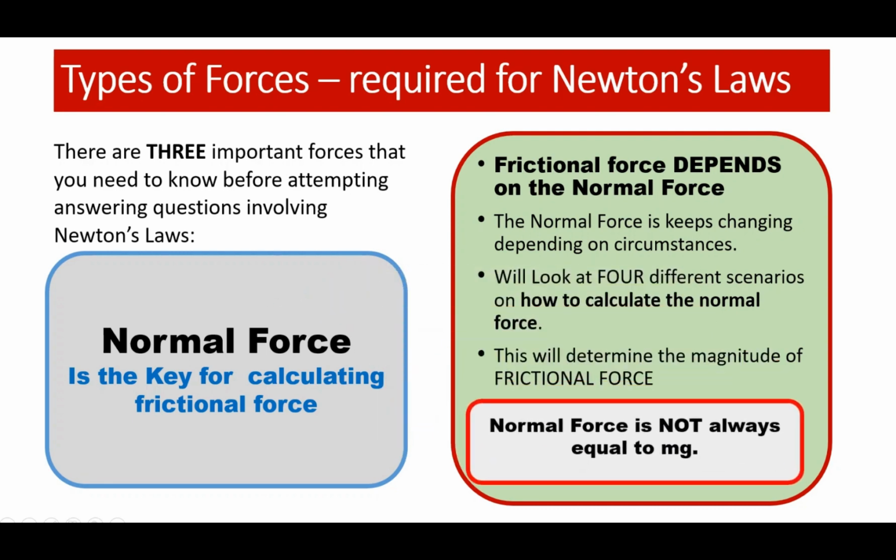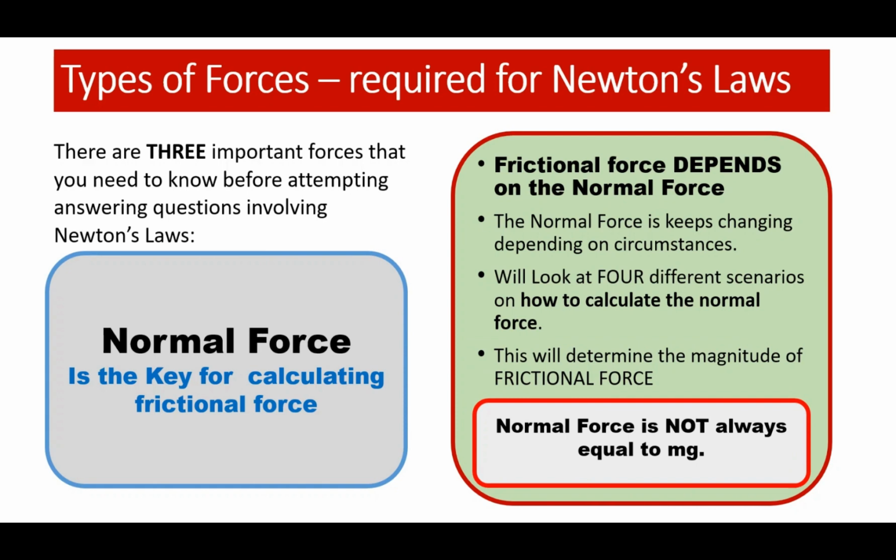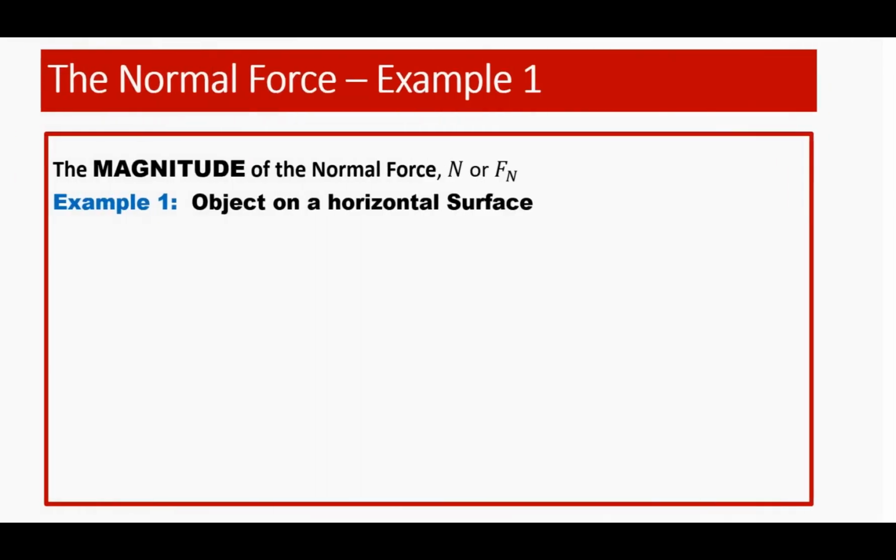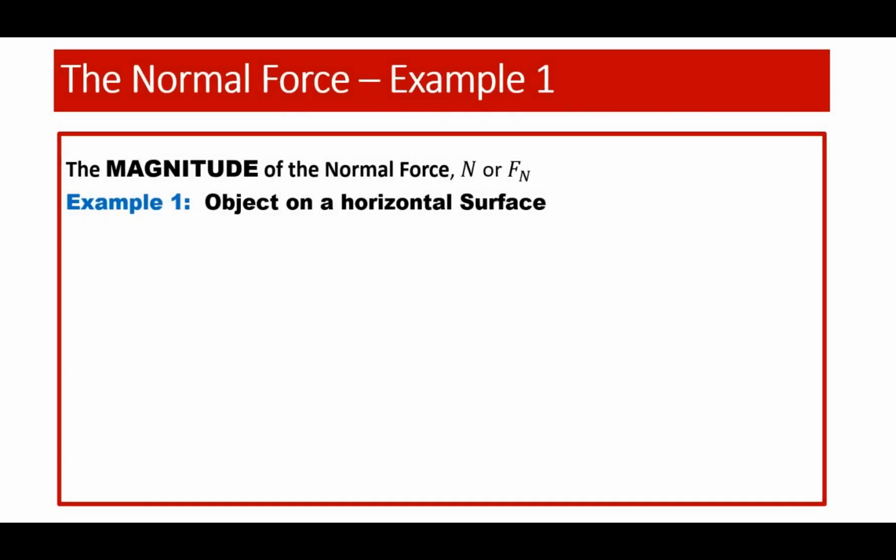frictional force. It's very important to know that the normal force is not always equal to the gravitational force, or the normal force is not always equal to the weight of the object. Let's look at one very simple example. Let's say we have an object resting on a horizontal surface. It's just seated on a surface as shown in the diagram.